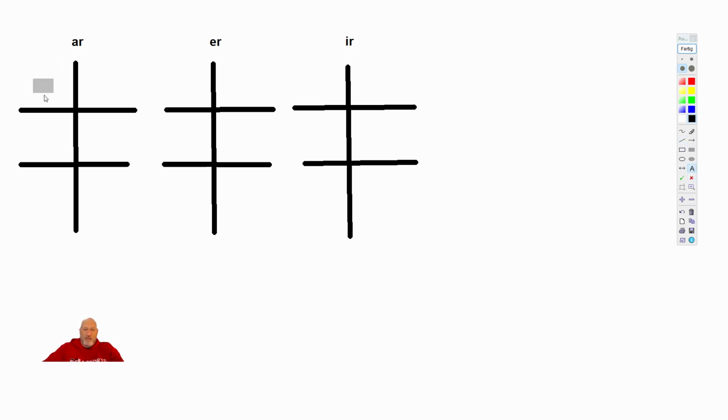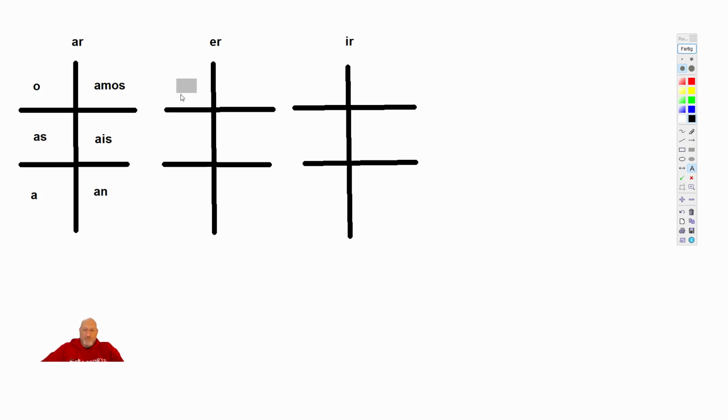They are O, AS, A, AMOS, AIS, AN. So any verb that we want to conjugate that finishes with an AR, we get rid of the AR and we substitute that AR for those endings.